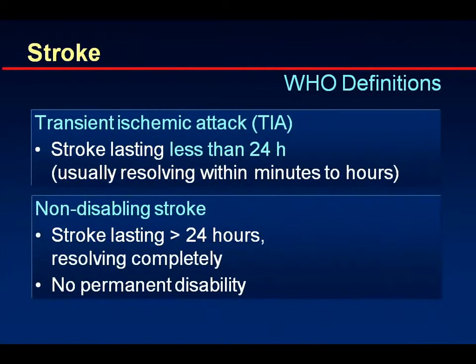In contrast to that, a transitory or transient ischemic attack is a stroke that lasts less than 24 hours. Usually, it resolves much faster, within minutes or a very few hours. On the other hand, a non-disabling stroke is like a TIA that lasts for more than 24 hours, but resolves completely and leads to no permanent disability.